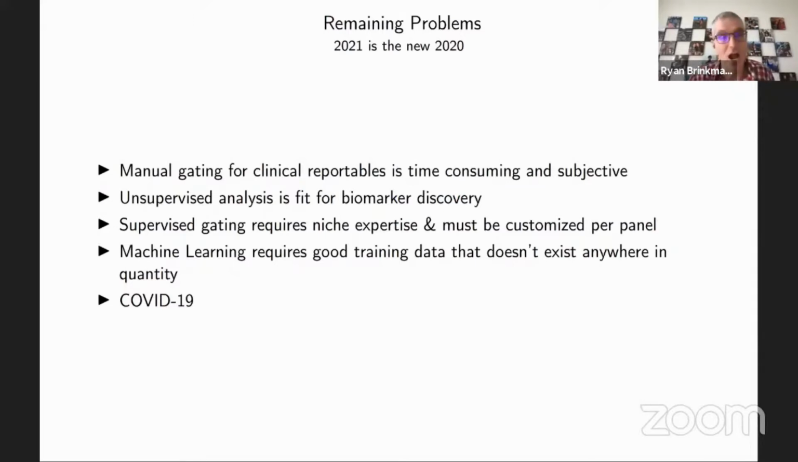It doesn't really matter how many populations you want to gate. If you want to gate a 40 color panel, it's going to work. It's not going to be any slower. Because we're just going to go through this.